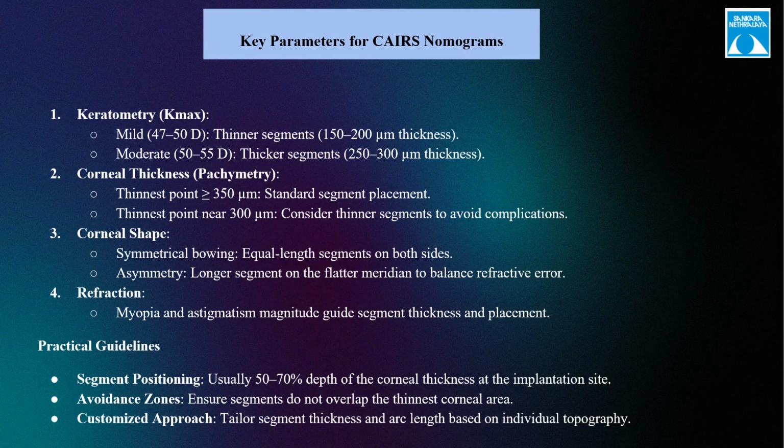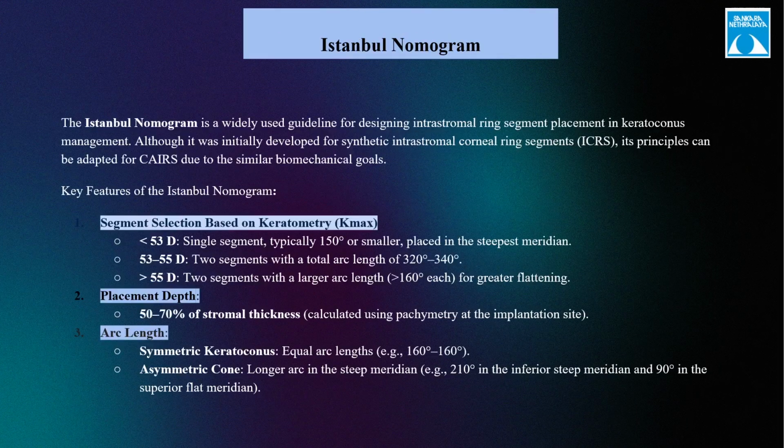What are the practical guidelines? The segment positioning is usually 50 to 70% depth of the corneal thickness at the implantation site. This also may vary between surgeon and surgeon because most of the surgeons prefer a 20 to 40% depth. What is the avoidance zone? Ensure segments do not overlap the thinnest corneal area. What is the customized approach? We have a tailored segment thickness and arc length, which is based on the individual topography.